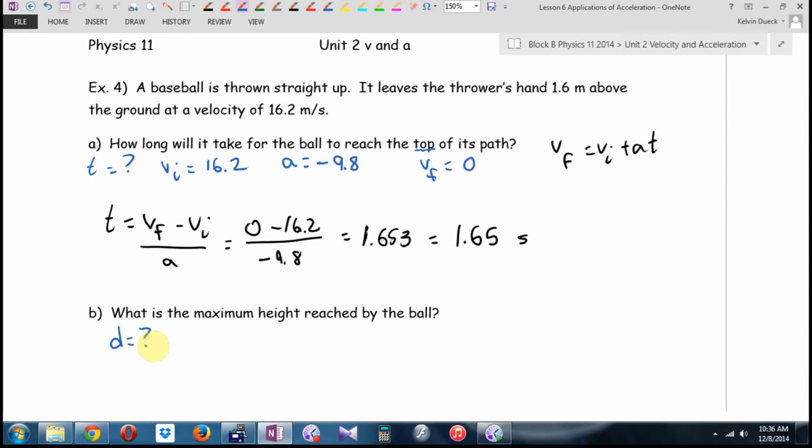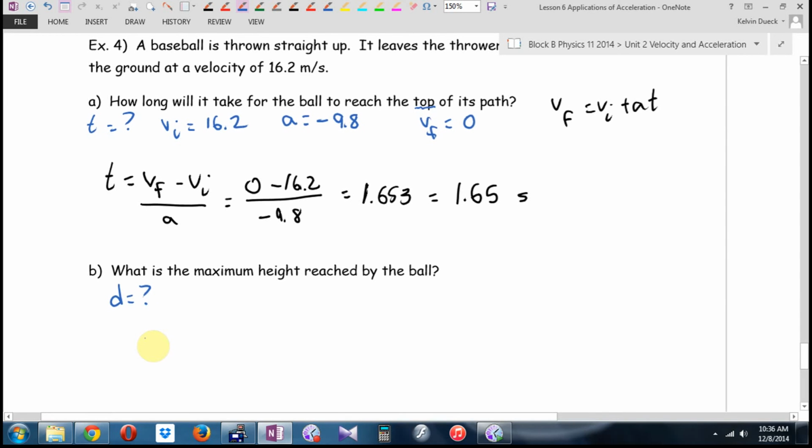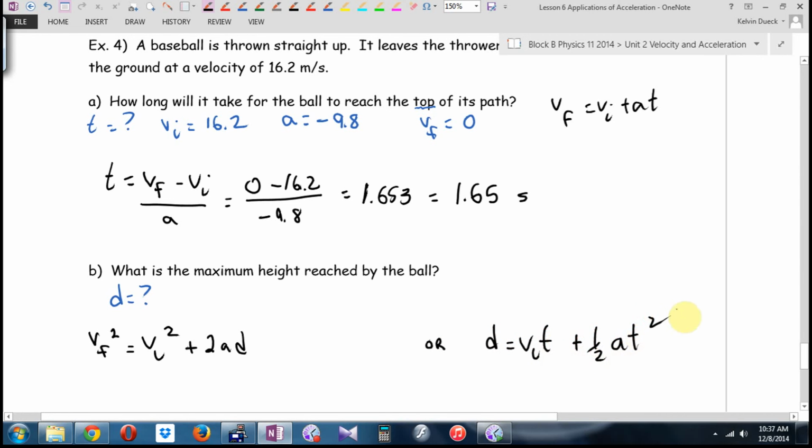So I'm looking for an equation that has to have a D in it. It can have a VI, an A, a VF, and I'll use a T if I have to. Which one? Sure, Oscar. VF squared equals VI squared plus 2AD. Totally works. Or which other one could you use? That'd work: VIT plus a half AT squared. Or the 1/2 VF plus VI times T.